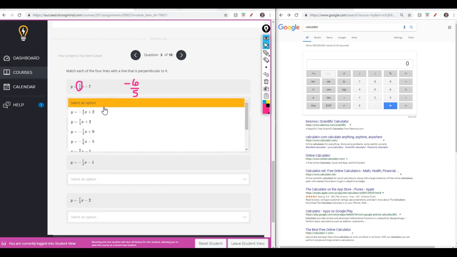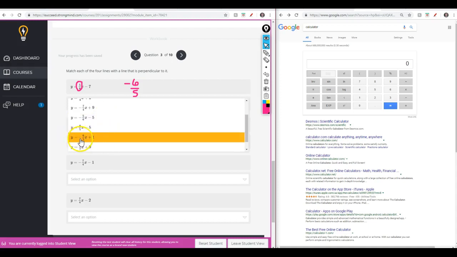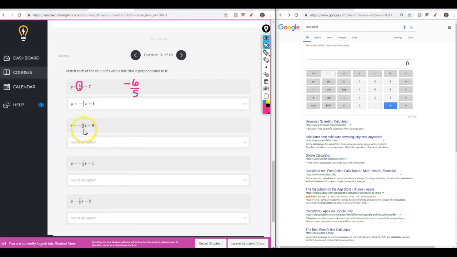And it doesn't matter what the y-intercept is because we're only concerned about slopes for perpendicular lines. So I'm looking for a -6/5. So y equals -6/5 x. That's how I would answer this.